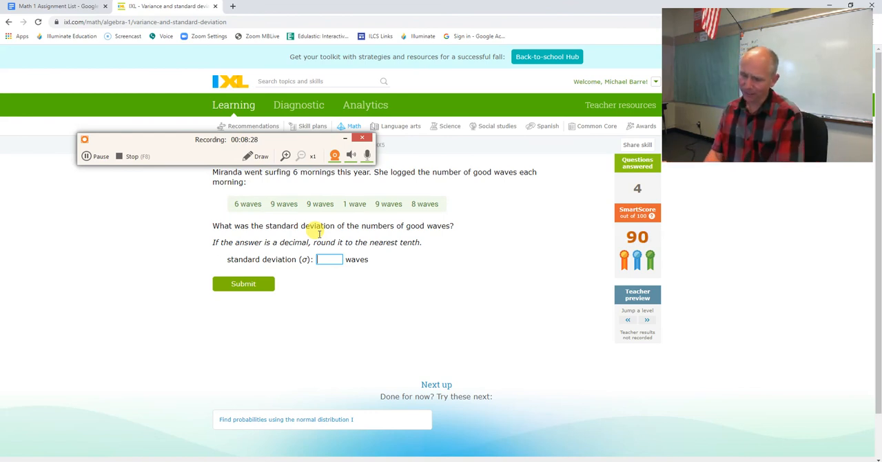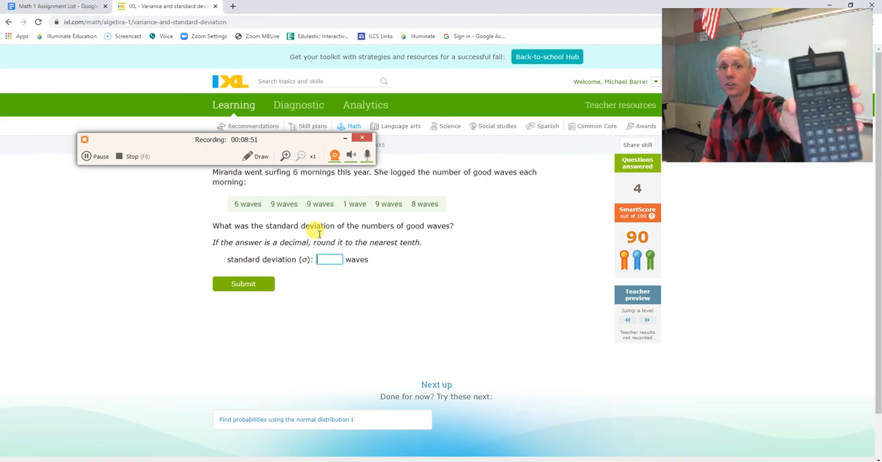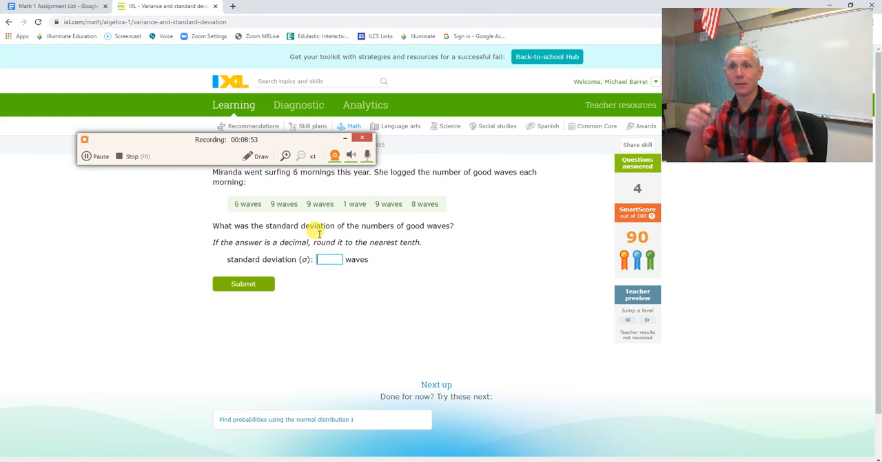Actually, I wonder, does this thing have a standard deviation function? It's got some stats features on it. You know what? There might be a standard deviation function on this where you just type the numbers in and hit a button and it does it. But I do not know how to do it on this calculator.